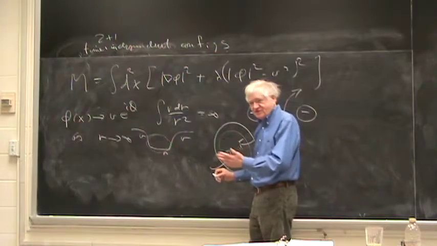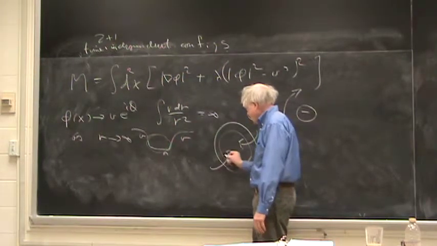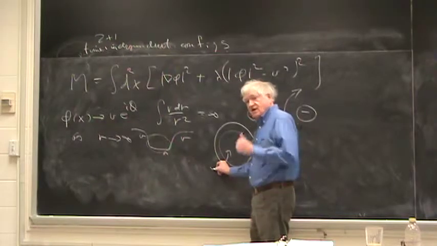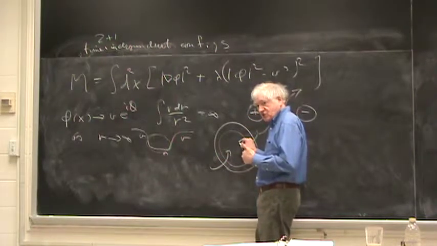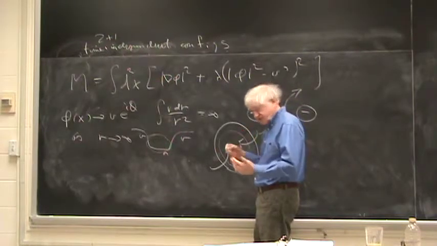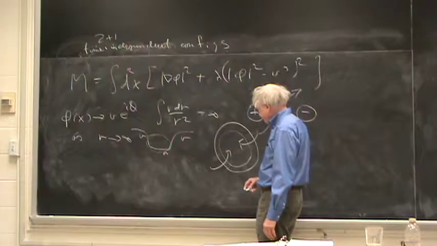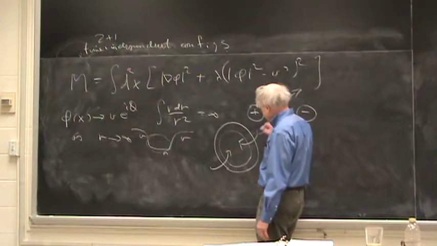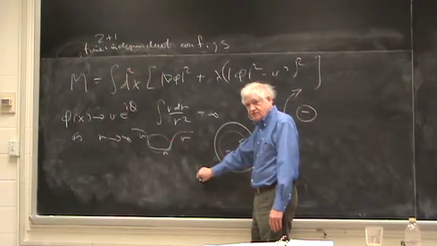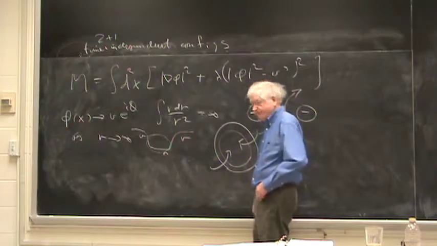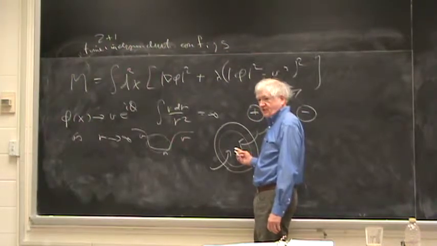I'm saying that theta, the phase, as you go around this, theta changes by 2 pi. But as you go around this way, it changes by minus 2 pi. And so in particular, as you go from here to here, nothing happens. What if we're right at the very center of that loop? Well, that's just a finite region. We don't care about the finite region.